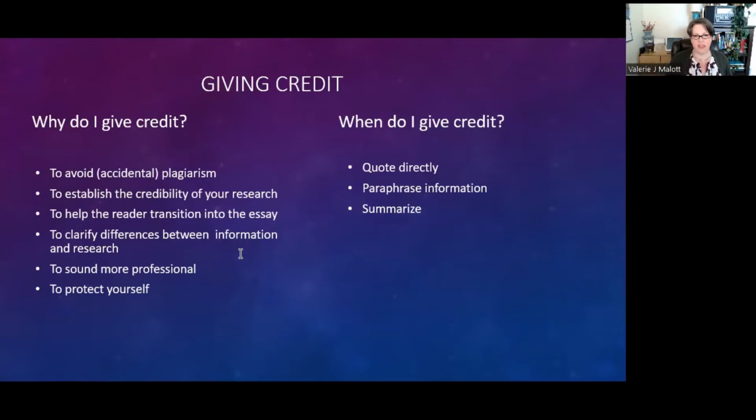You also give credit to help the reader transition into the essay. Clarify differences between what is information and what is research. Sometimes there's common knowledge that really doesn't need to be cited, but then there's special information and special research that, of course, needs to be cited. You also do it because you want to sound more professional, right? It just helps that you use trustworthy sources. It makes you look better. It makes you seem more credible to your audience.